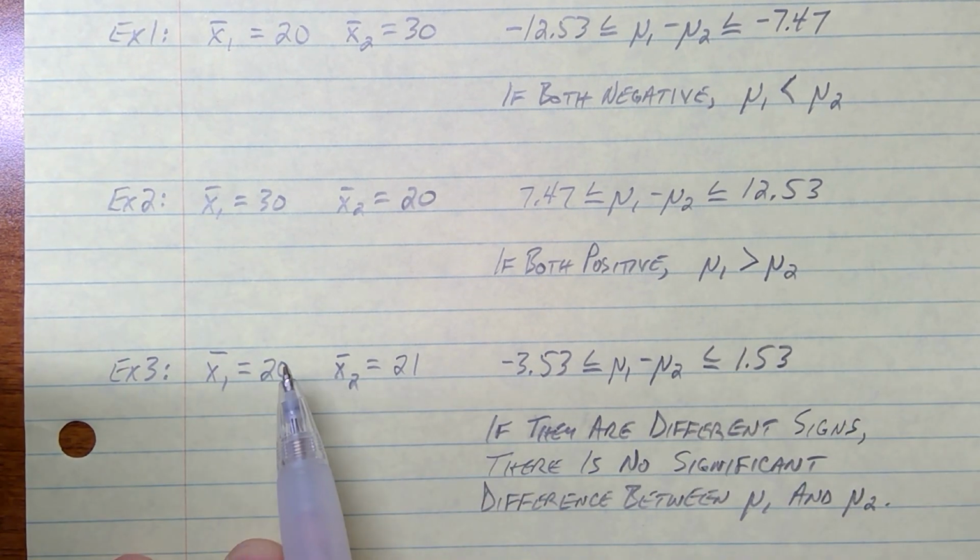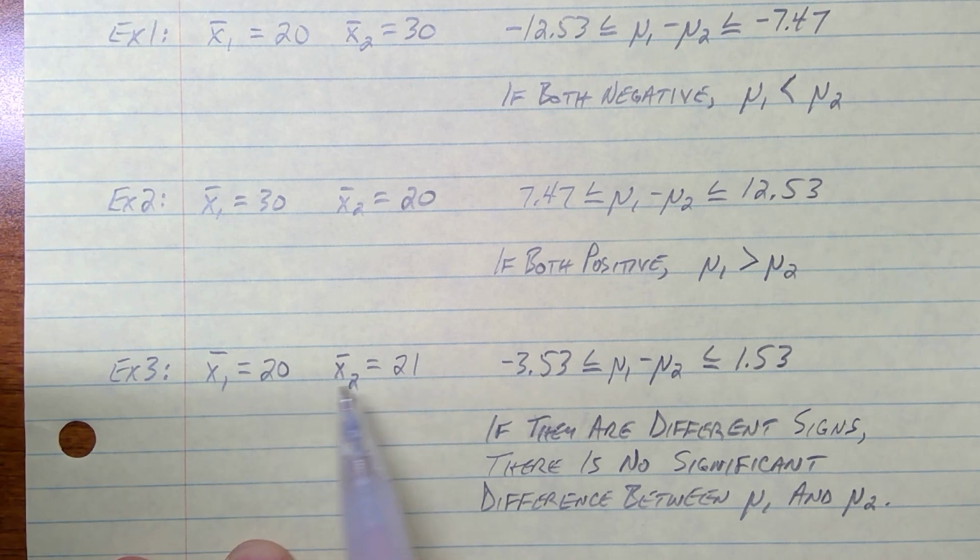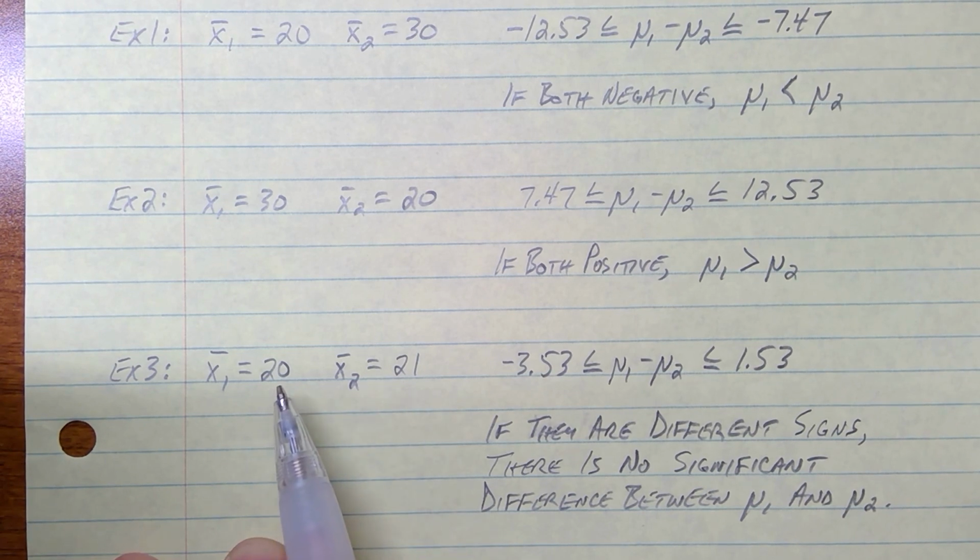And then finally, what if group 1's average was 20 and group 2's average was 21? Well, that's not very different. I have to calculate it and see if it's significantly different. It appears that group 1's average is 1 point lower than group 2's average. So group 1's average is lower, but is it significantly lower? Does anybody care? Is it low enough to make a big difference?